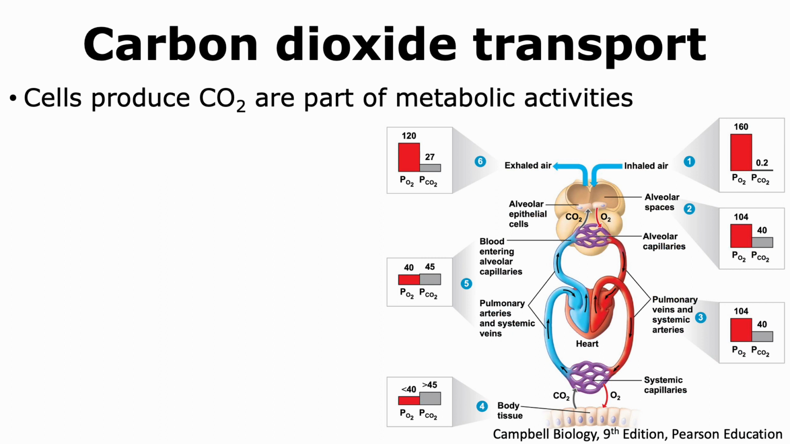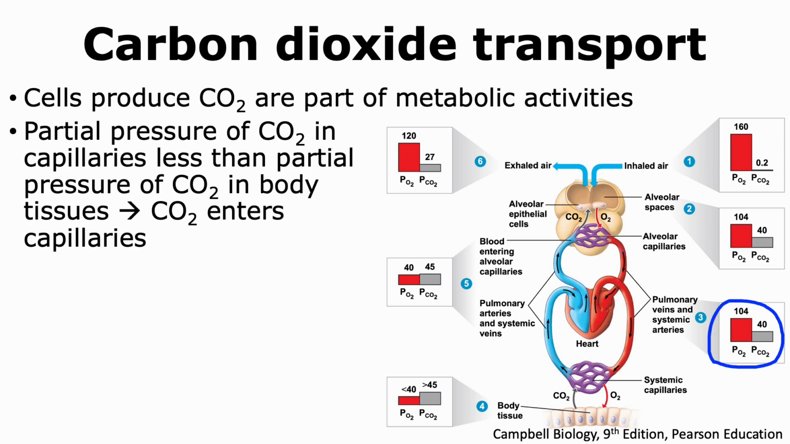Carbon dioxide is produced by cells as part of their normal metabolic activities, including aerobic respiration. This carbon dioxide has to be transported back to the lungs so that it can be expelled. The partial pressure of carbon dioxide in the blood in arteries is less than what we see in body tissues. There is a slightly higher partial pressure of carbon dioxide in the body tissues than in the capillaries bringing blood to the body tissues. This causes the carbon dioxide to leave the body tissues and enter into the blood.